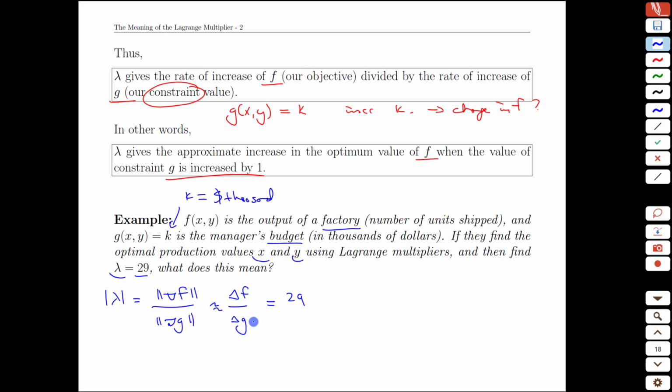So what we're saying here is we can increase the number of units shipped by around 29 if we increase the budget by 1. And what are the units there? Thousands of dollars, $1,000.